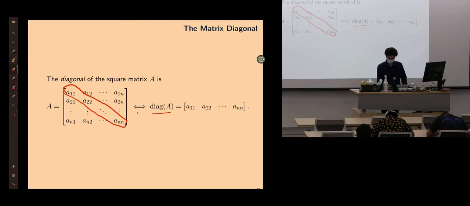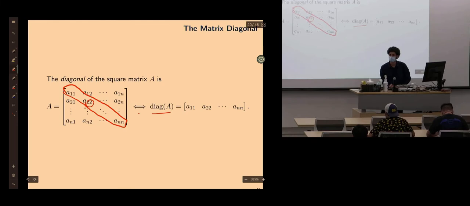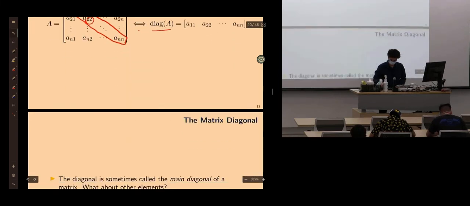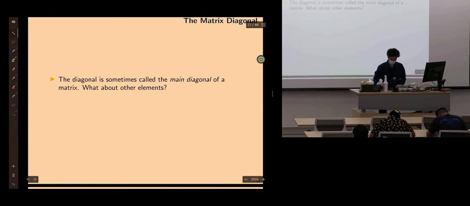That's the diagonal. This means that you can go back and forth. When you know this is the diagonal, that means they are arranged on the entries that have the same number for row and column: A11, A22, A33, Ann. So we call this the diagonal of a matrix. Sometimes you might see it called the main diagonal. It's shorter to say just diagonal.